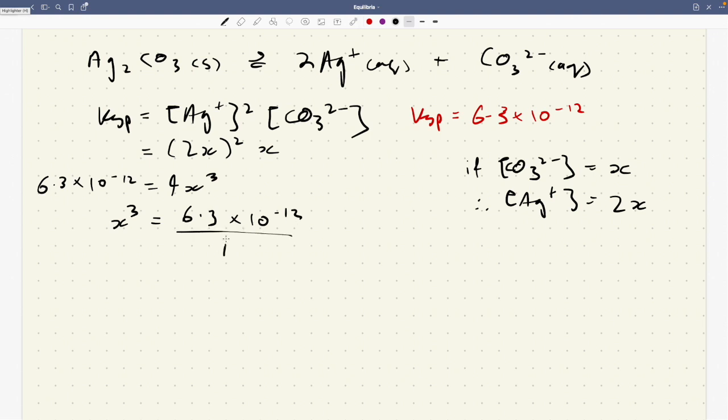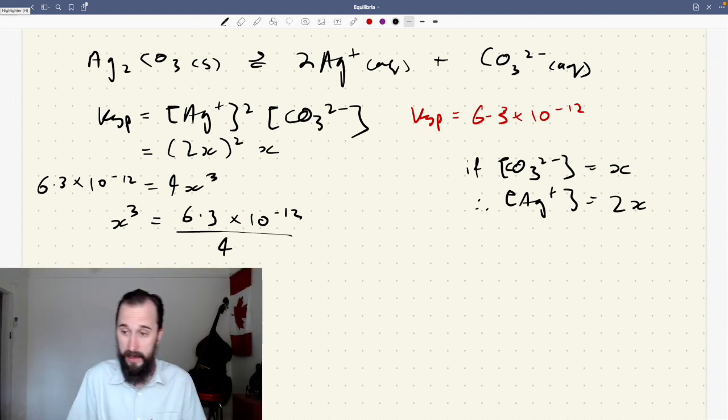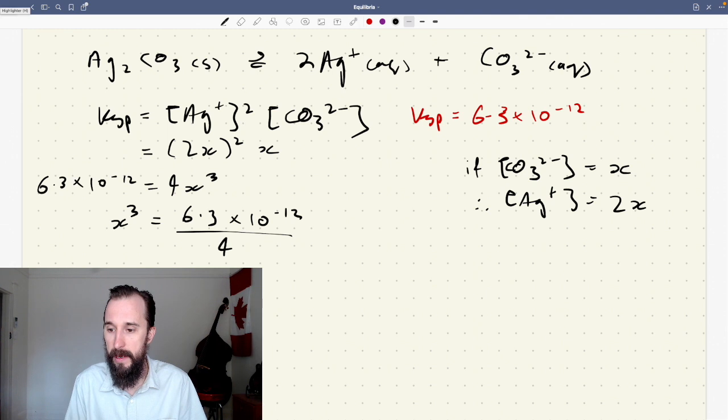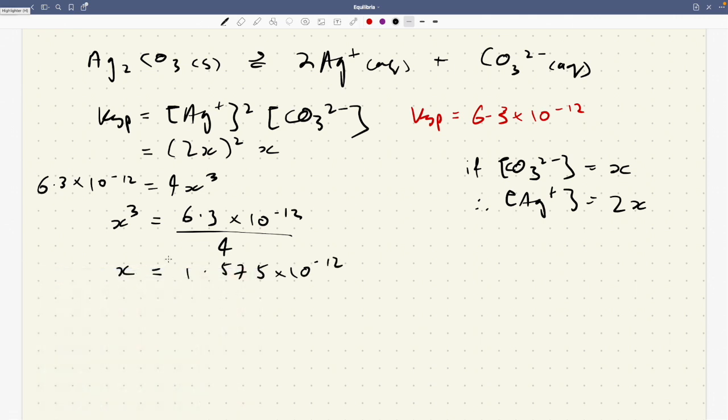We can divide that by 4. That'll give us a value of 6.3 times 10 to the minus 12 divided by 4. We got a value of 1.575 times 10 to the minus 12, which if we want to get X, we can get the cube root of that value there. That'll do. So I got the cube root of my answer, and we end up with a value for X, which is 1.16 times 10 to the minus 4 moles per decimeter cubed.